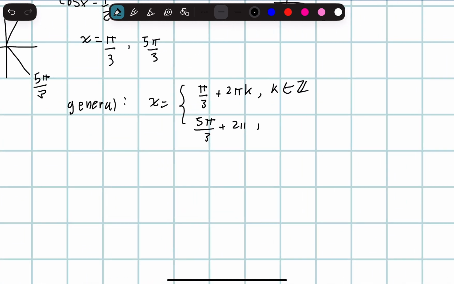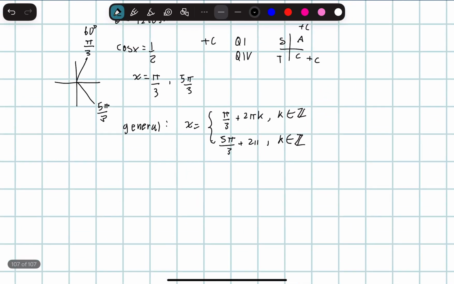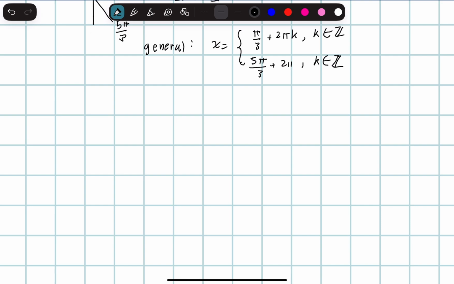Now that's going to be k, which is on C. So awesome. After this, let's do our next problem, problem 2. What is sine squared of x equal to 3 over 4?